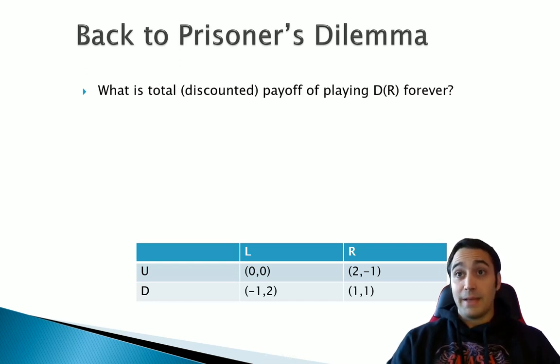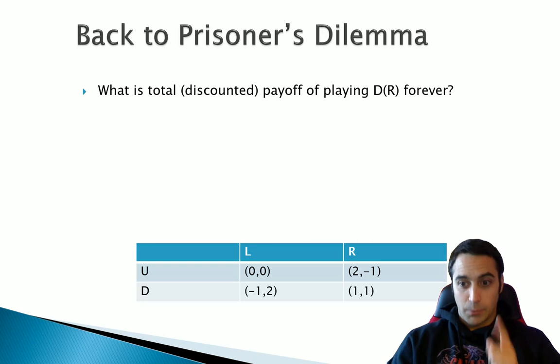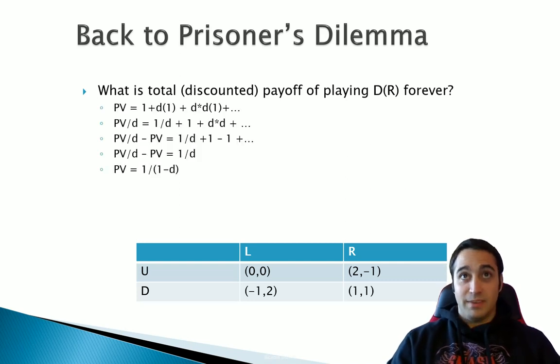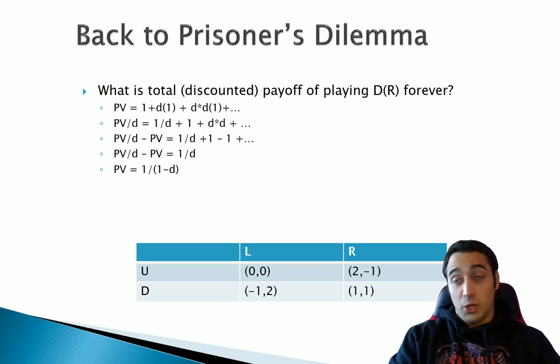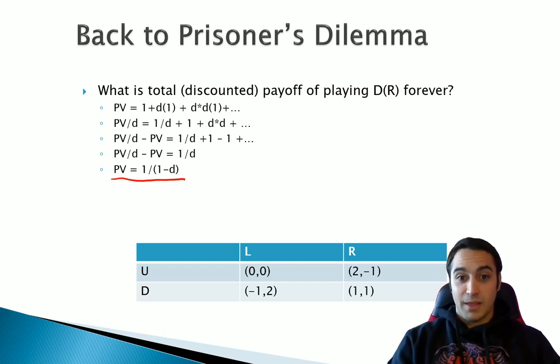Well, if we play down and right forever, what do you get in the first period? 1. What do you get in the second period? 1. What about the third period? 1. You have 1 every period. All we have to do is discount it. We're going to get 1 plus delta plus delta squared plus delta cubed, all the way through. And we just saw 2 slides ago that this simplifies to 1 over 1 minus delta. So that is our payoff if we cooperate, if we play the nice boy strategy the entire game.